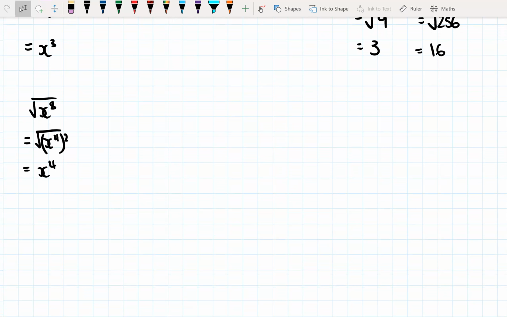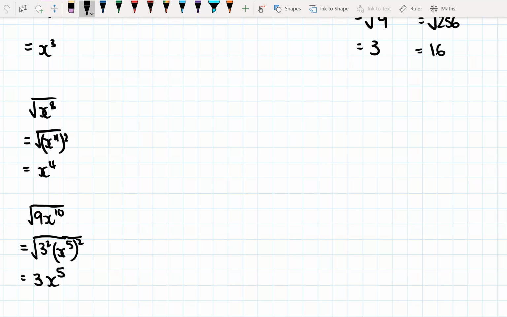Now sometimes you're going to get something that's a little bit harder. Maybe you get something with a number in front. So you might get the square root of 9x to the power of 10, for example. In this case, you also need to remember to take the square root of 9. So we have the square root of 3 squared times x to the power of 5 squared, and that's just 3x to the power of 5.